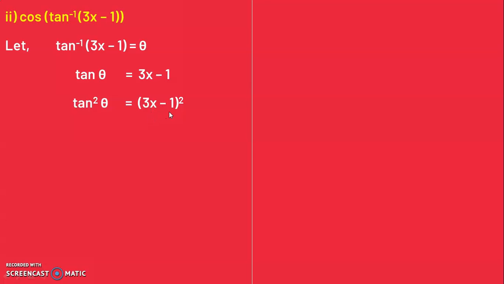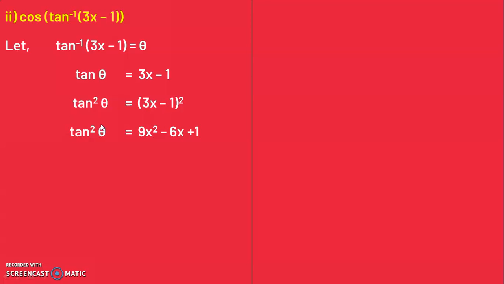This is in the (a minus b) the whole square form. So tan square theta is equal to 9x square minus 6x plus 1. That is, a square is 3x whole square, that is 9x square, minus 2ab is 2 into 3x into 1, that is minus 6x, plus b square is 1. So now tan square theta is equal to 9x square minus 6x plus 1.